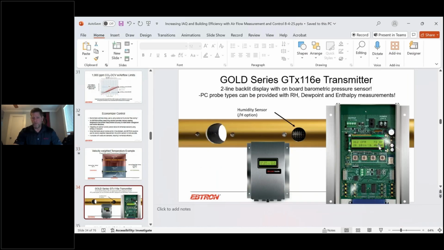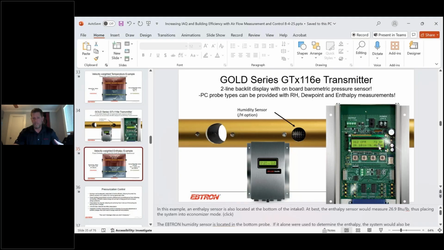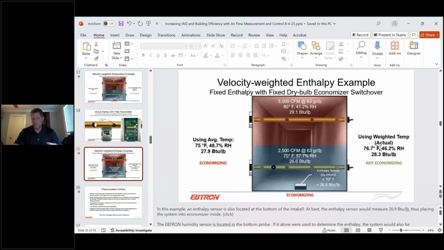We can also provide a humidity sensor in the system, and I'm not going to go into a lot of detail on it. The calculation we use, I'll share with you, is a patented algorithm that we submitted and got a patent on. It uses the humidity sensor along with the temperature outputs of every single sensing node in the system to provide a velocity weighted enthalpy example.